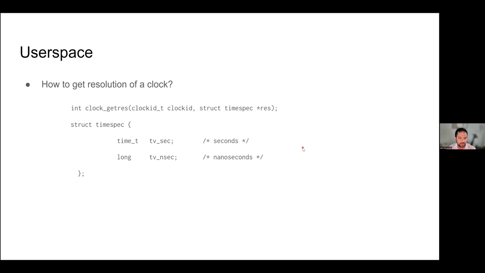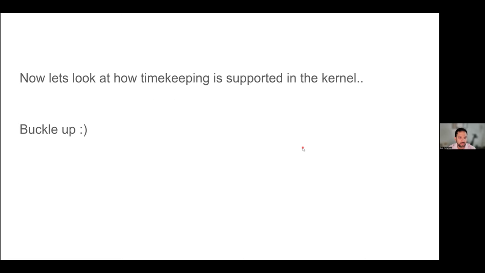And then you can get the resolution of a clock. These clocks can have different resolutions because of the capabilities of the hardware and so forth. So you can get their resolution using the clock_getres syscall. All right, so all of that is user space stuff, and I went over it pretty quickly because I think it's all documented and it's pretty straightforward.